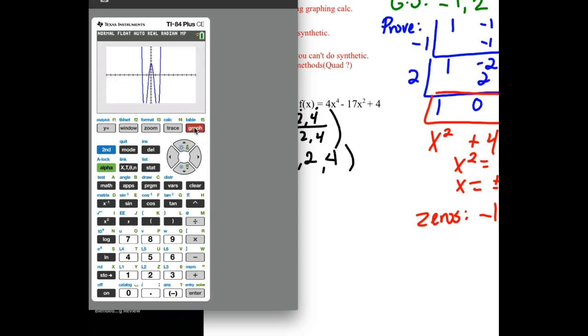All right, look at our graph. This is a very typical x to the 4th graph. It looks like a W. Where does it look like it's hitting? A 2 and a -2. What else?